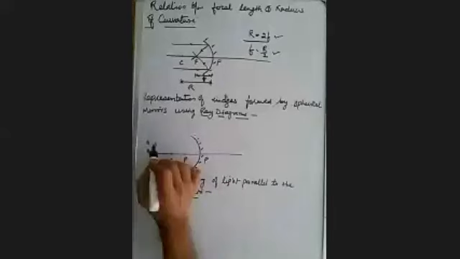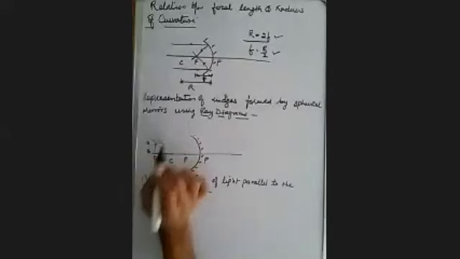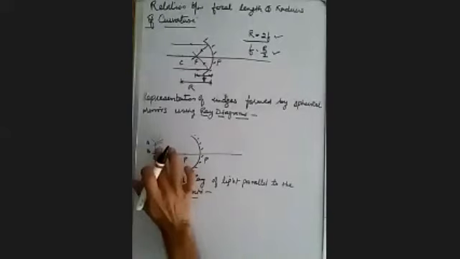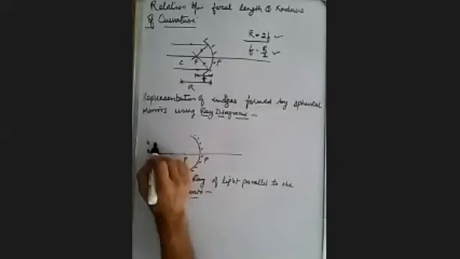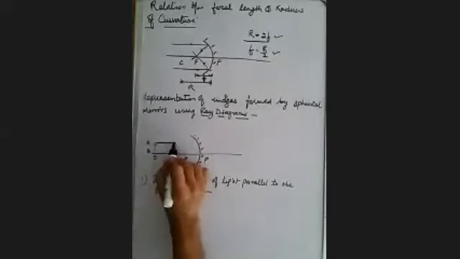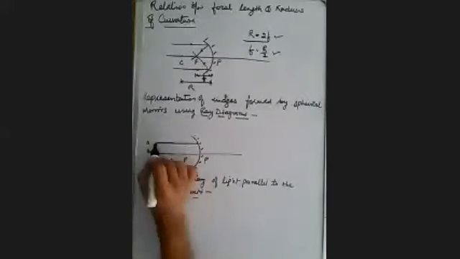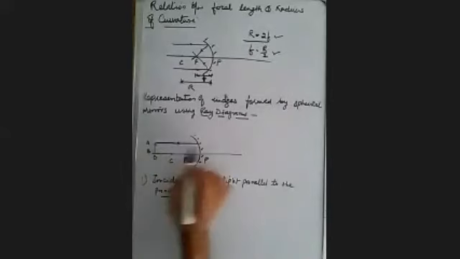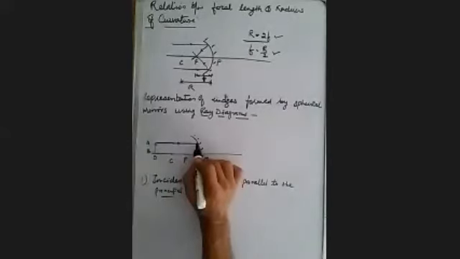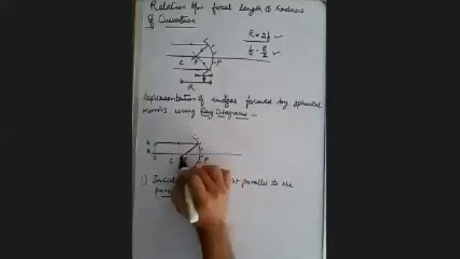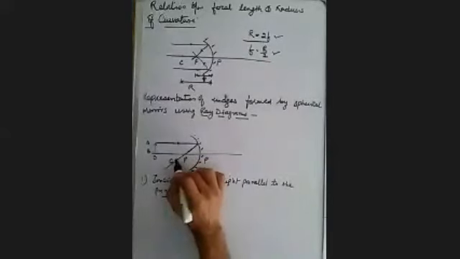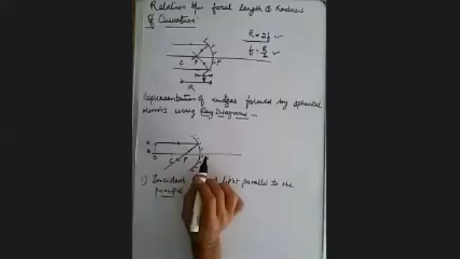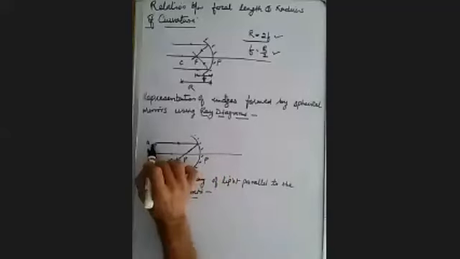Because I know there are a number of rays being emitted from this point, I'll consider one ray which is parallel to the principal axis. This is one of the rays being emitted from point A, and the ray which is parallel to the principal axis always passes through the principal focus after reflection. So you have to understand it. This is very convenient to draw and very convenient to understand also.